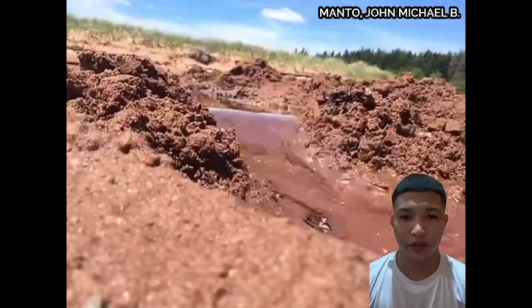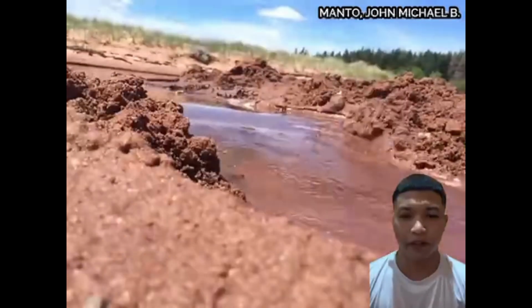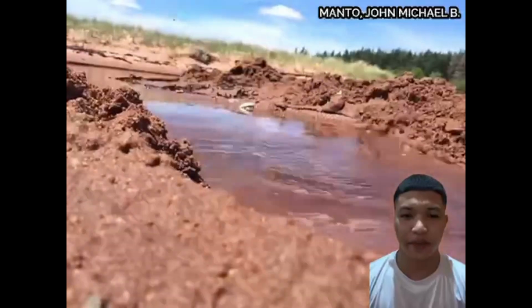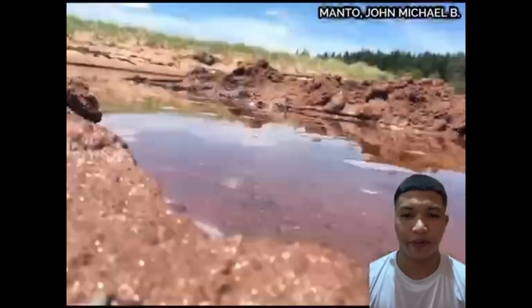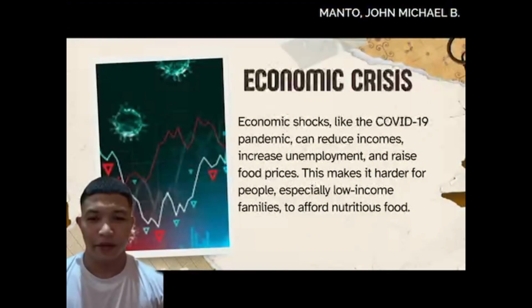Number 3 is soil damage. Poor farming practices, deforestation, and chemicals can harm the soil, reducing its ability to produce food over time. Number 4 is economic risks. Economic shocks like the COVID-19 pandemic can reduce incomes, increase unemployment, and raise food prices. This makes it harder for people, especially low-income families, to afford nutritious foods.